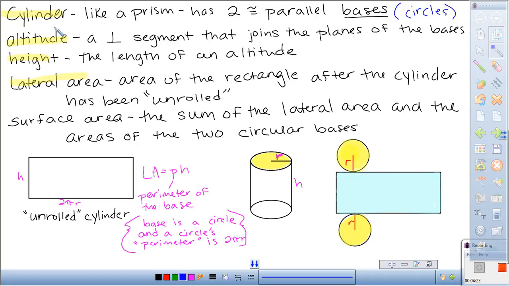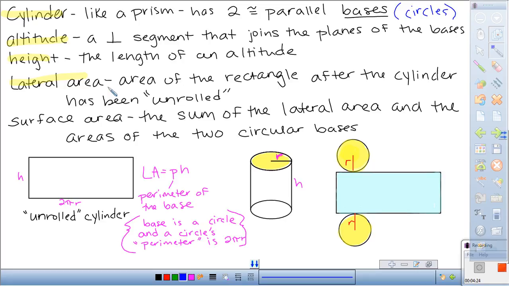The altitude of a cylinder is the same as the altitude of a prism, which is just that perpendicular segment that joins the planes of the bases. So here, altitude, altitude. It's that perpendicular segment that joins the planes of the bases. The height is the length of an altitude. So an altitude and the height is the same thing. Once you know where your altitude is, you know that that is your height.